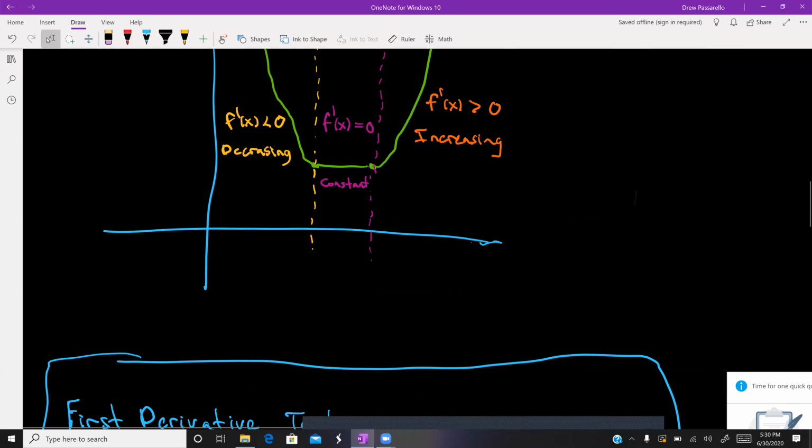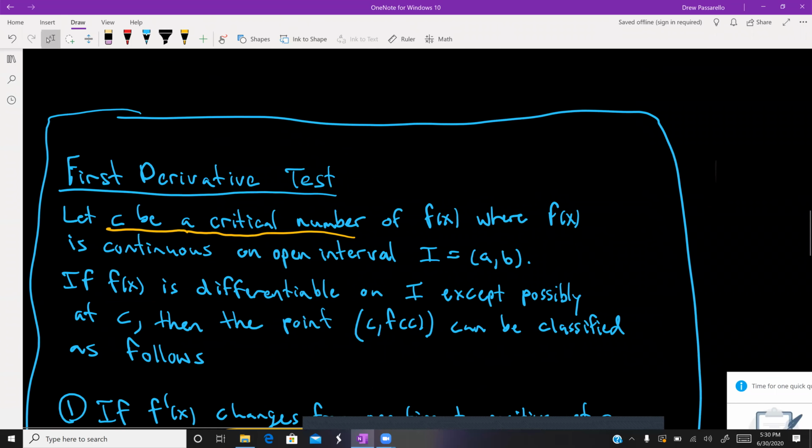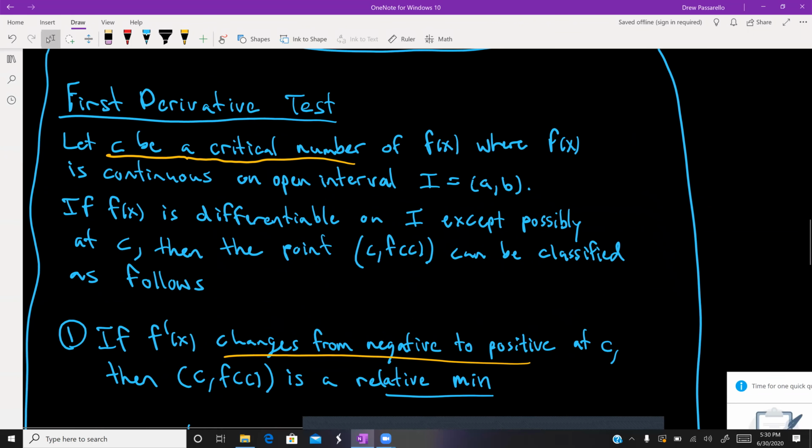Which leads me to the first derivative test. The first derivative test says: let c be a critical number of f of x, where f of x is continuous on an open interval (a, b), I equals (a, b). This just requires the function to be continuous on an open interval.